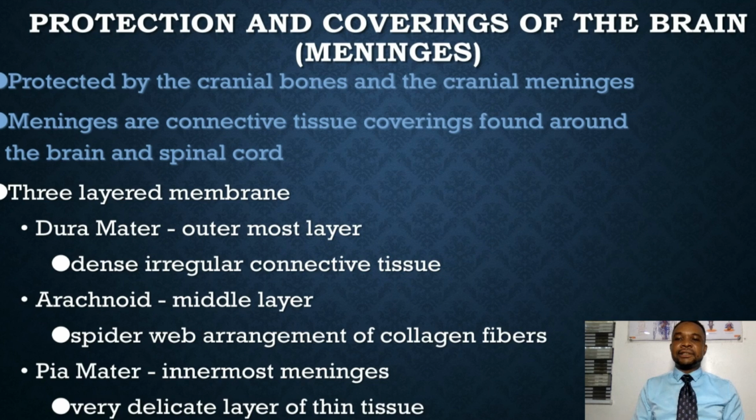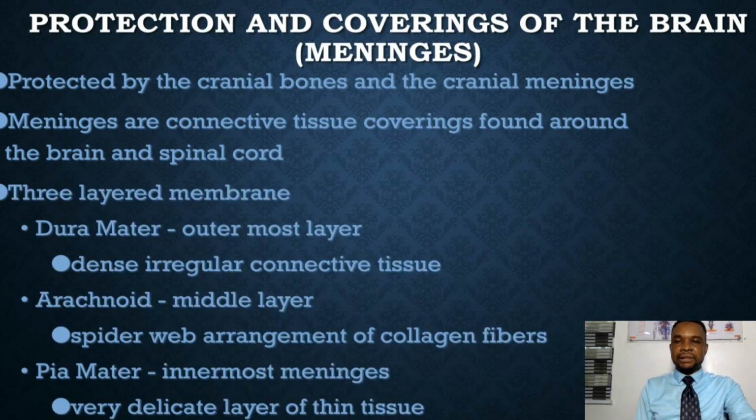The first layer is the dura mater. The dura mater is the outermost layer, made up of dense, irregular connective tissue that protects the brain from damage. The second layer is the arachnoid layer, which is also the middle layer. This arachnoid layer is made up of a spider web arrangement of collagen fibers. Then the third layer is the pia mater. That's the innermost layer and is the most delicate layer of the brain because it's directly connected with the brain tissue.